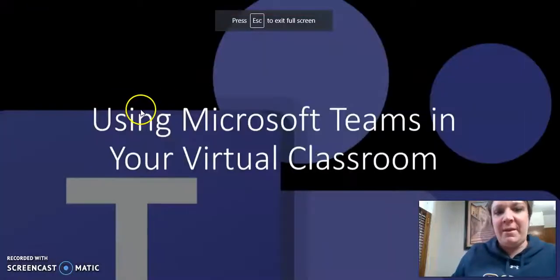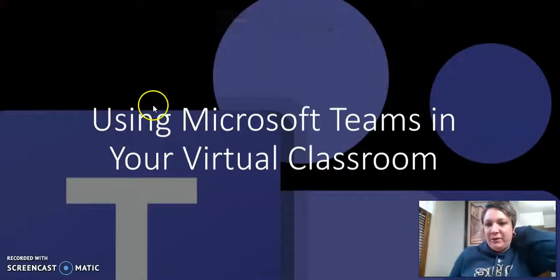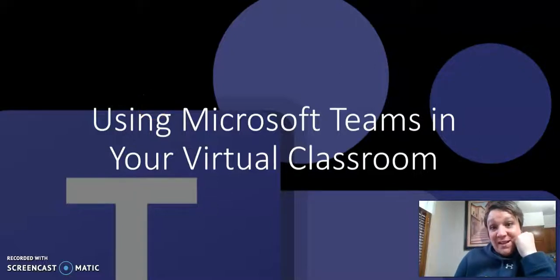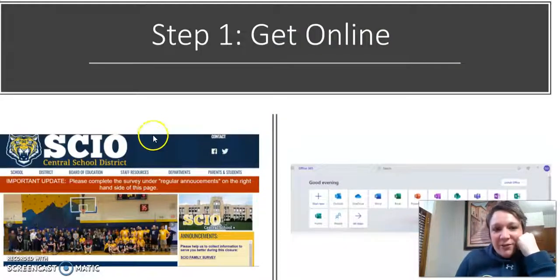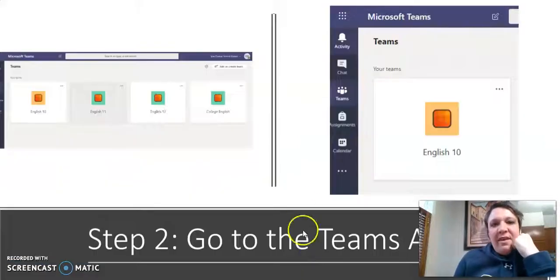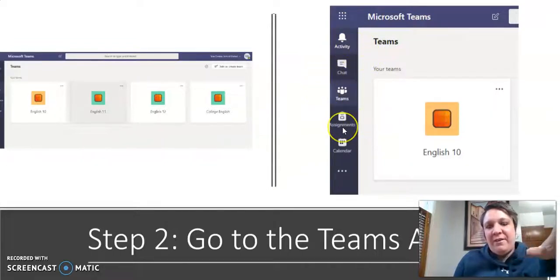So here are some tips about how to use Microsoft Teams for our virtual time together here. First of all, go to the district homepage and get into the Office 365 suite like we just went over. And then once you go to the Teams app, you're going to see this sidebar here along the side. It's kind of cut off on the other side, I realized, so I made a larger picture of it here. These are how you'll navigate the Teams.